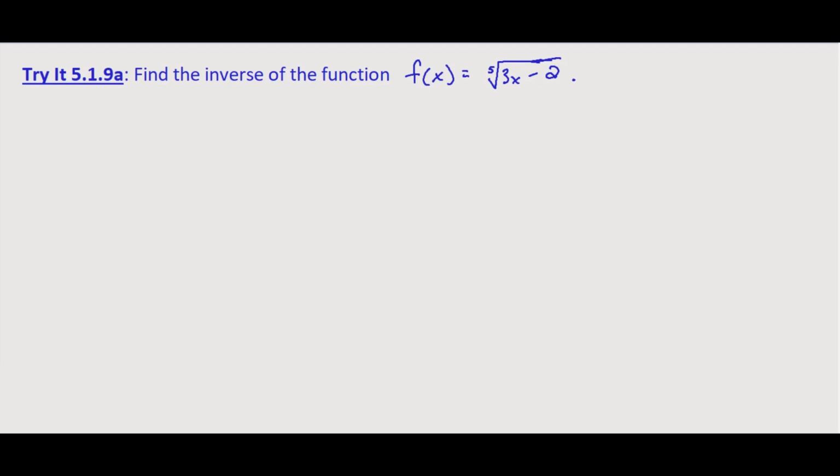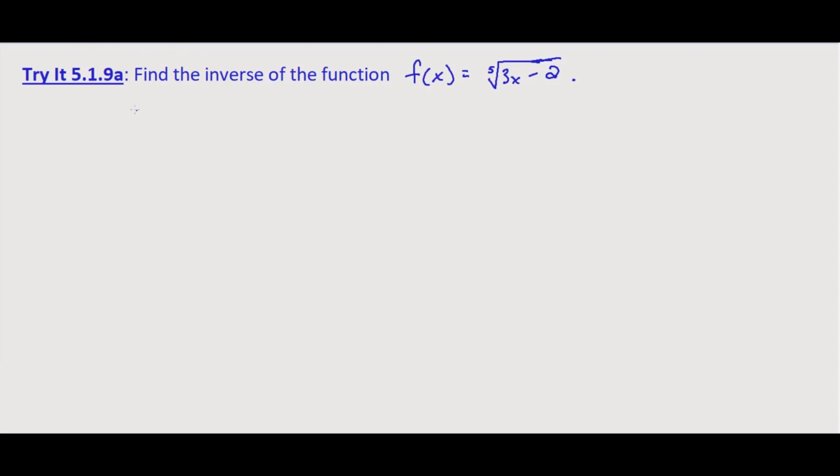In this tried exercise, we're asked to find the inverse of the function f of x equals the fifth root of 3x minus 2. The process is essentially the same as what we've looked at up to this point. The difference is it's a little bit more complicated of a function in order to solve and then also in order to check. So that said, we'll start with the same process that we do when we're finding the inverse.